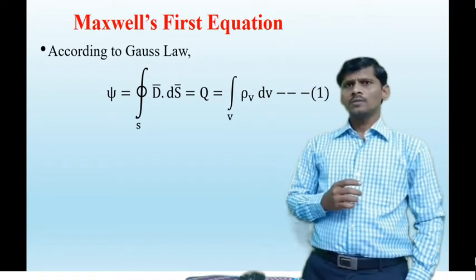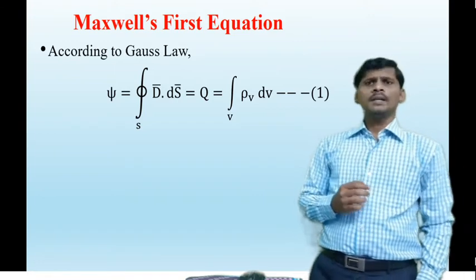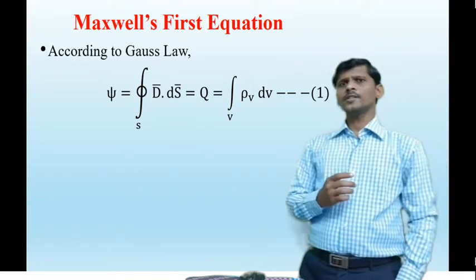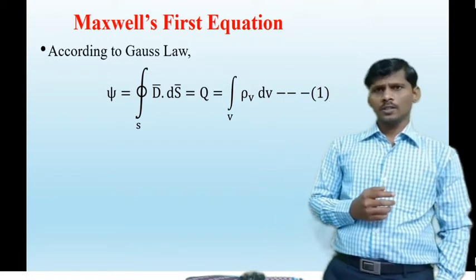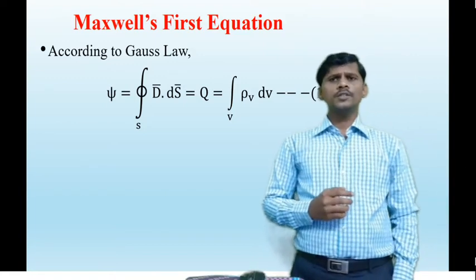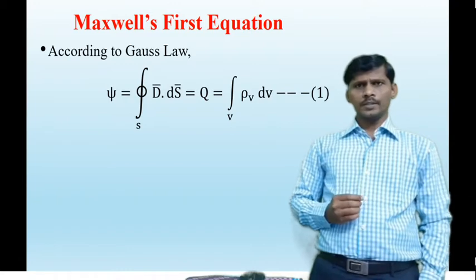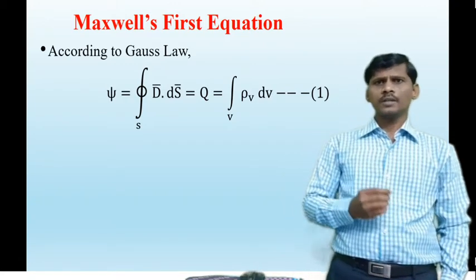So next, determine the differential form or point form of the Maxwell first equation. How to calculate the differential form of the Maxwell first equation using the divergence theorem. What is the statement of the divergence theorem? Closed surface integral is equal to open volume integral. So D bar is the electric flux density, which is a vector quantity.